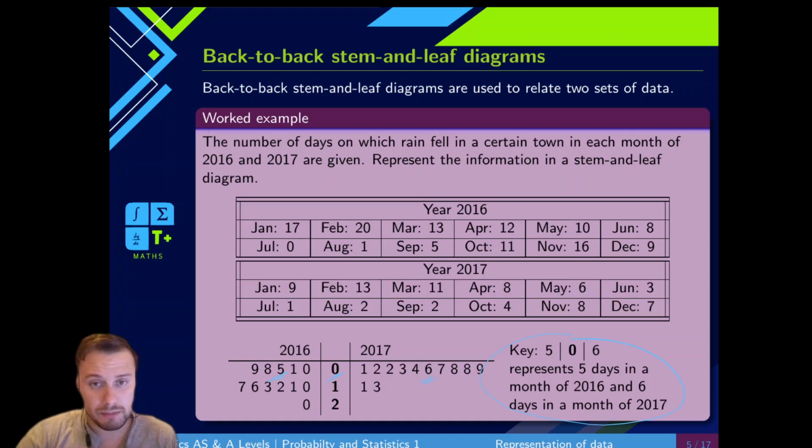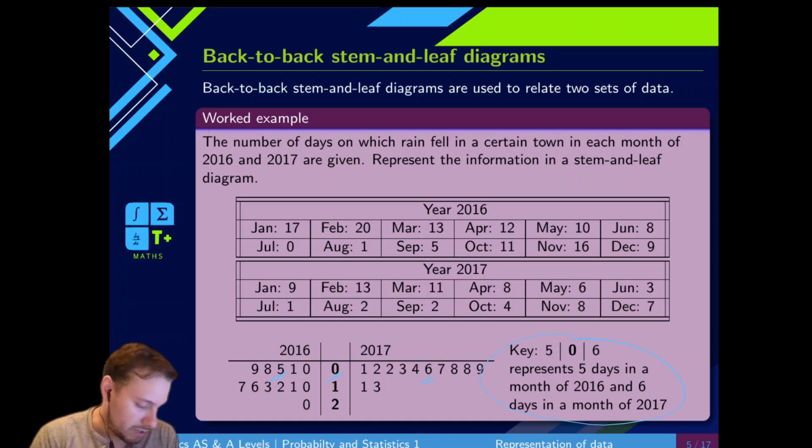The key can relate to any piece of data, okay? It doesn't have to be the first one. But here we can say that in one month, we don't know which month, this is not telling us which month, it's just telling us the number of days that it rained in a certain town. So there was one month with 6 days of rain in 2017. We can also say that, if we look at these two values, there were 2 different months where there were 2 days of rain. For 2017, this would be August and September, right? There were 2 months with 2 days, so we have the 2 twice.